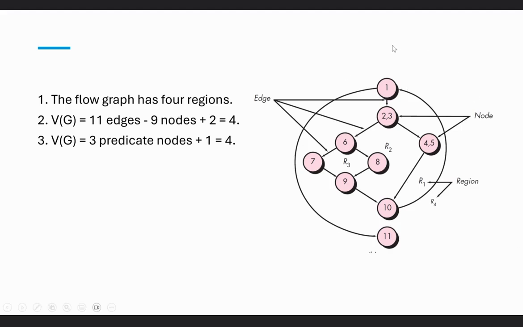If I have this control flow graph notation, we can find the cyclomatic complexity as mentioned here. The flow graph has 4 regions, 1, 2, 3, 4, so the complexity is 4 by this way. The next one is V(G) = E - N + 2. Here there are 11 edges and 9 nodes, so 11 minus 9 plus 2 is also equal to 4. And there are 3 predicate nodes, 1, 2 and 3, and 3 plus 1 is equal to 4. So this is how we can calculate the cyclomatic complexity. In any of the 3 ways, the complexity we calculate should be the same.